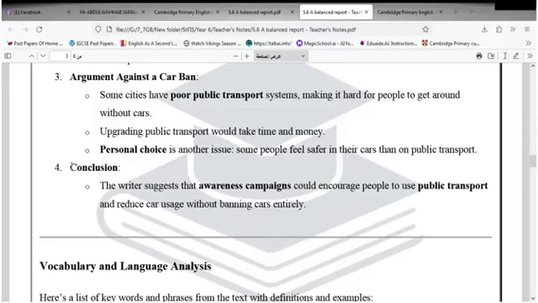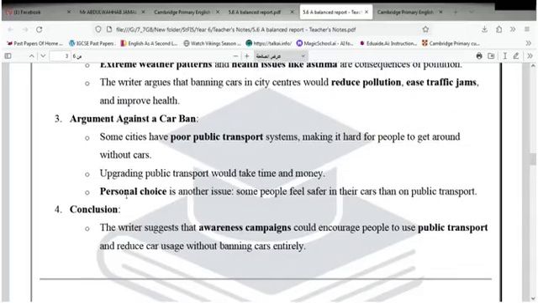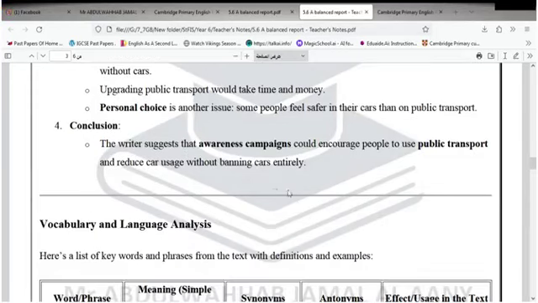And then I will end with a conclusion. And inside the conclusion, I have to suggest a solution for that problem. The writer suggests the awareness campaigns that could encourage people to use public transport. It will reduce car usage without banning cars entirely. So don't entirely 100% ban cars. You can make a partial ban, okay? You can make people aware and you can tell them about using public transport. So instead of banning everything, you can reduce it.